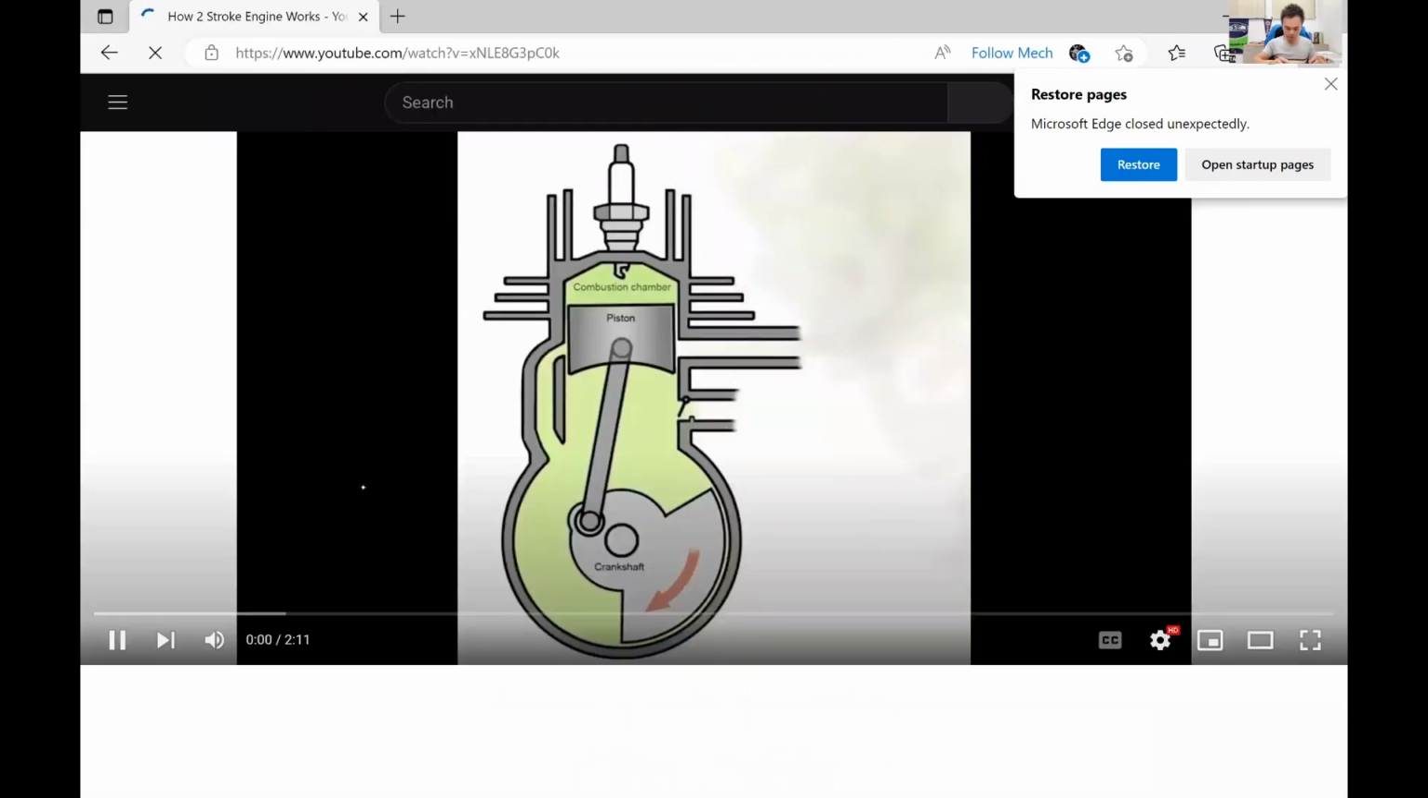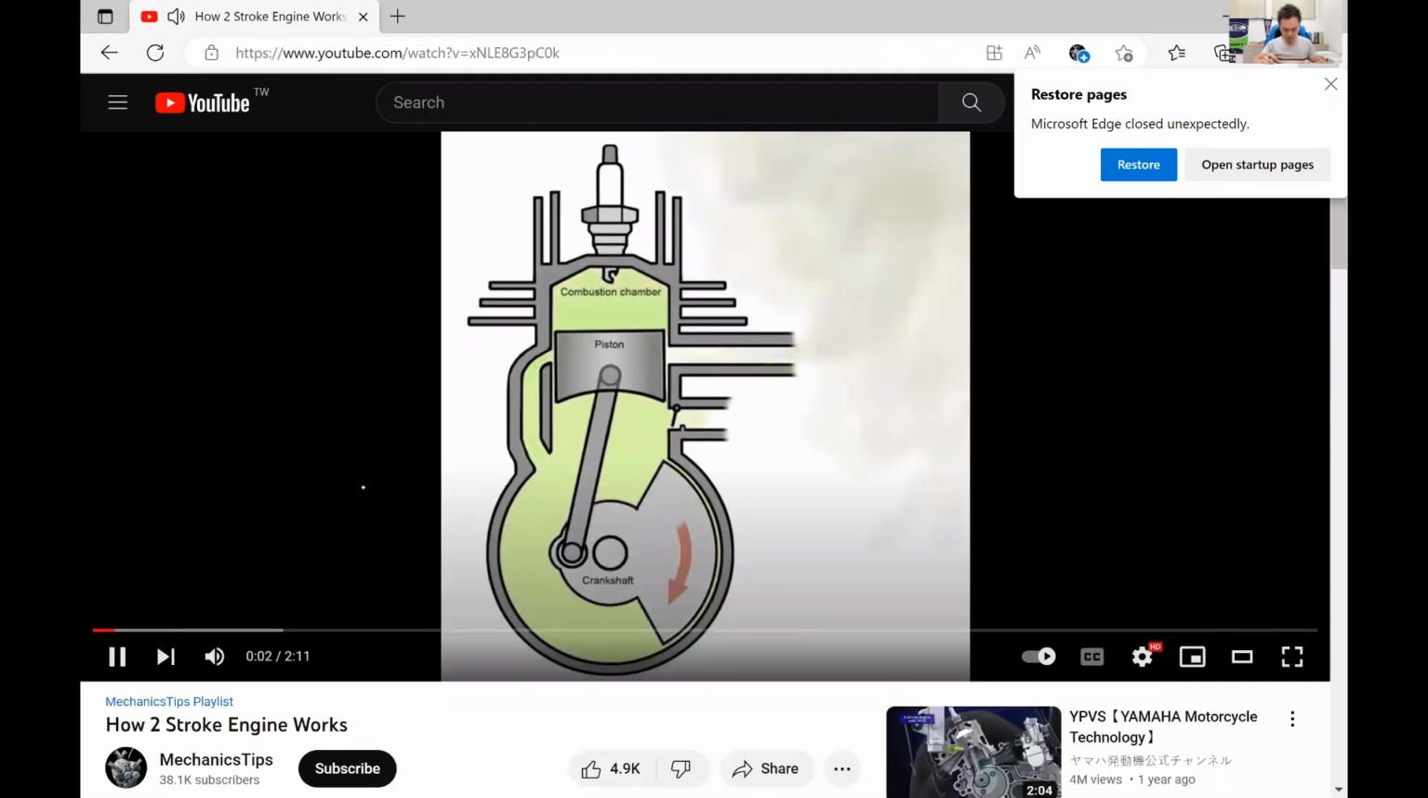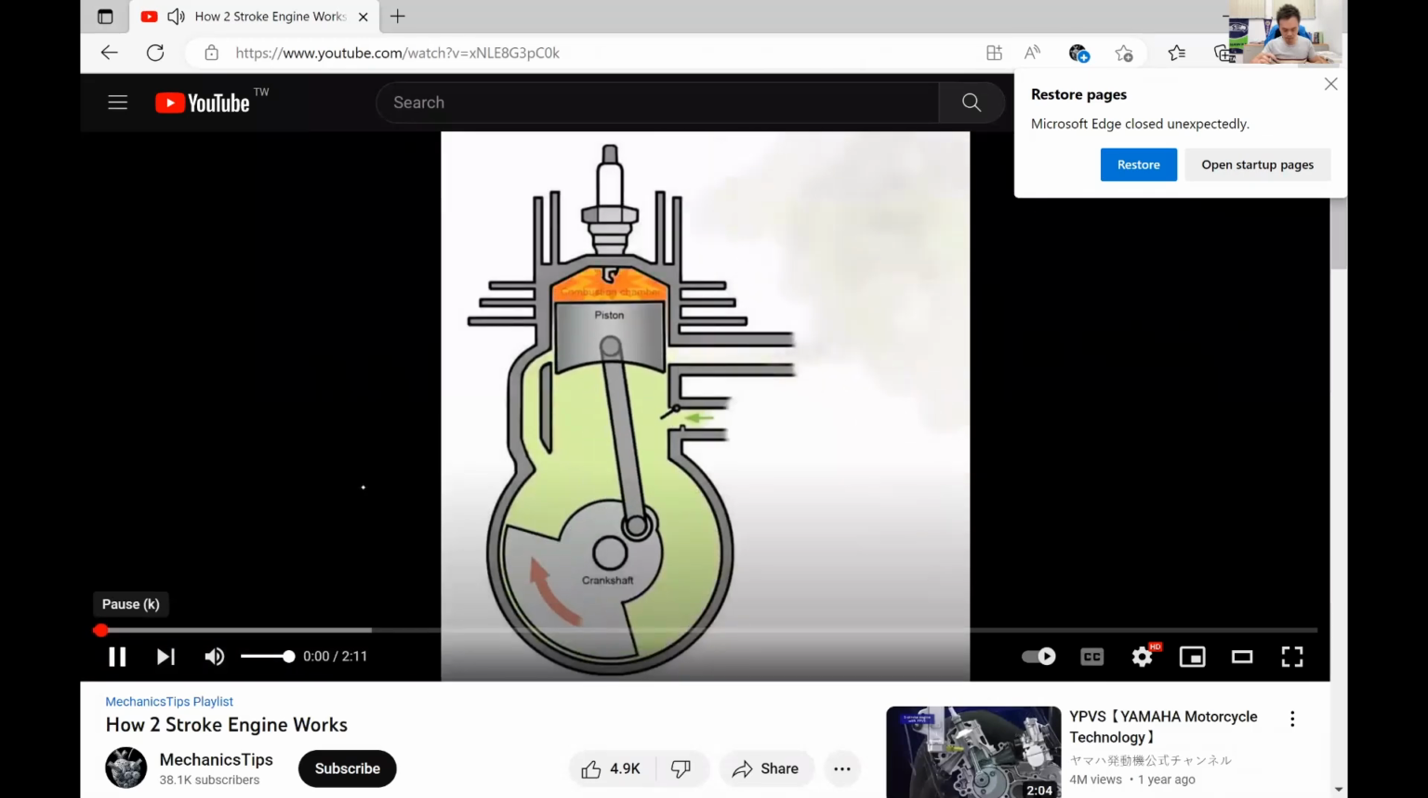A two-stroke or two-cycle engine. A two-stroke. Oh, all right. So look at this. Do you see the small, tiny green arrow? Okay. So this is the intake. So the green part, the green shading means air-fuel mixture.